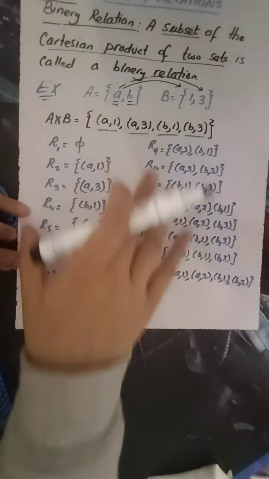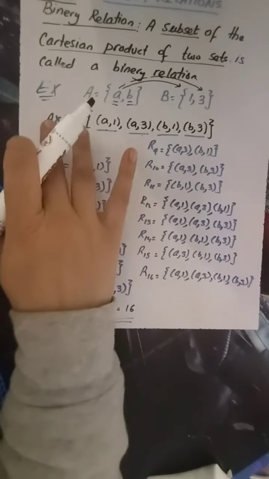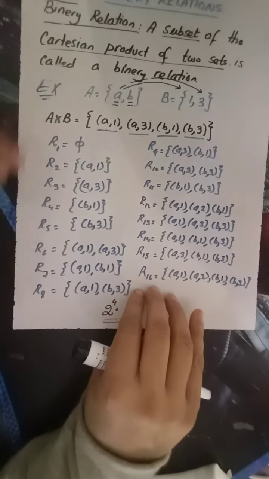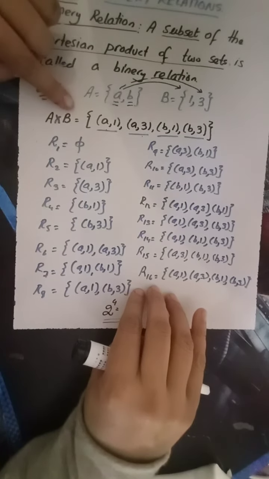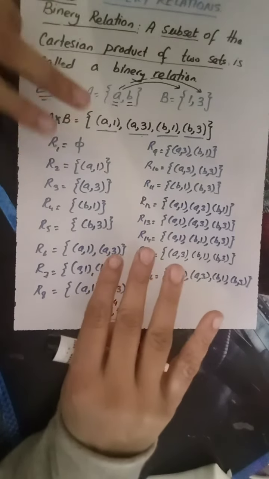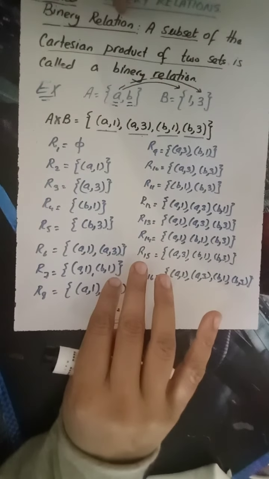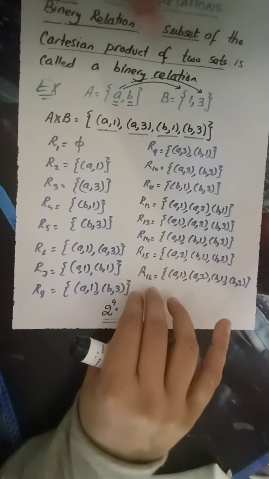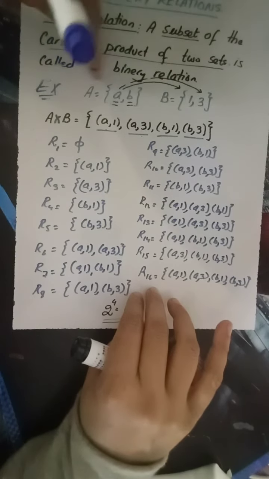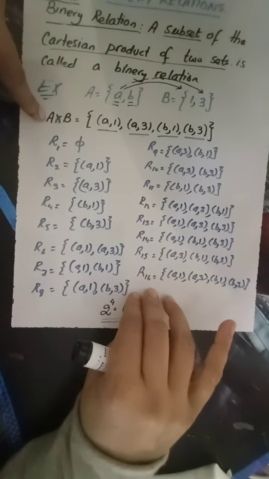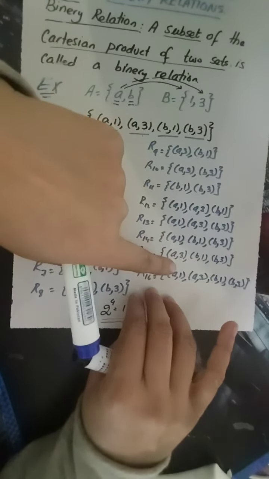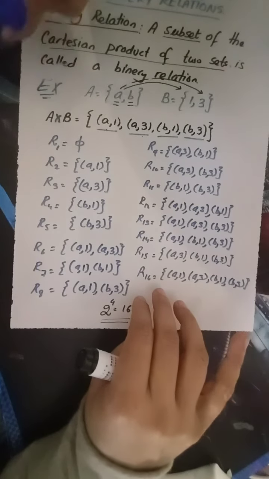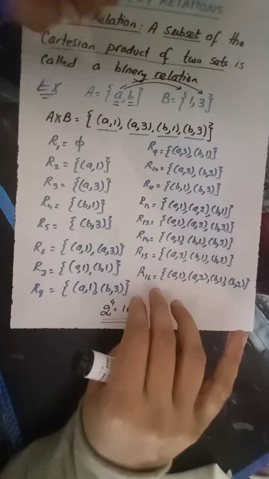Okay, so these are all binary relations from A to B, because these are the subsets of the Cartesian product from A to B. So this is the definition of the binary relation. A subset of the Cartesian product of two sets is called a binary relation. So we have taken two sets, we have made its Cartesian product, then we made all the possible subsets. All these are binary relations from A to B.